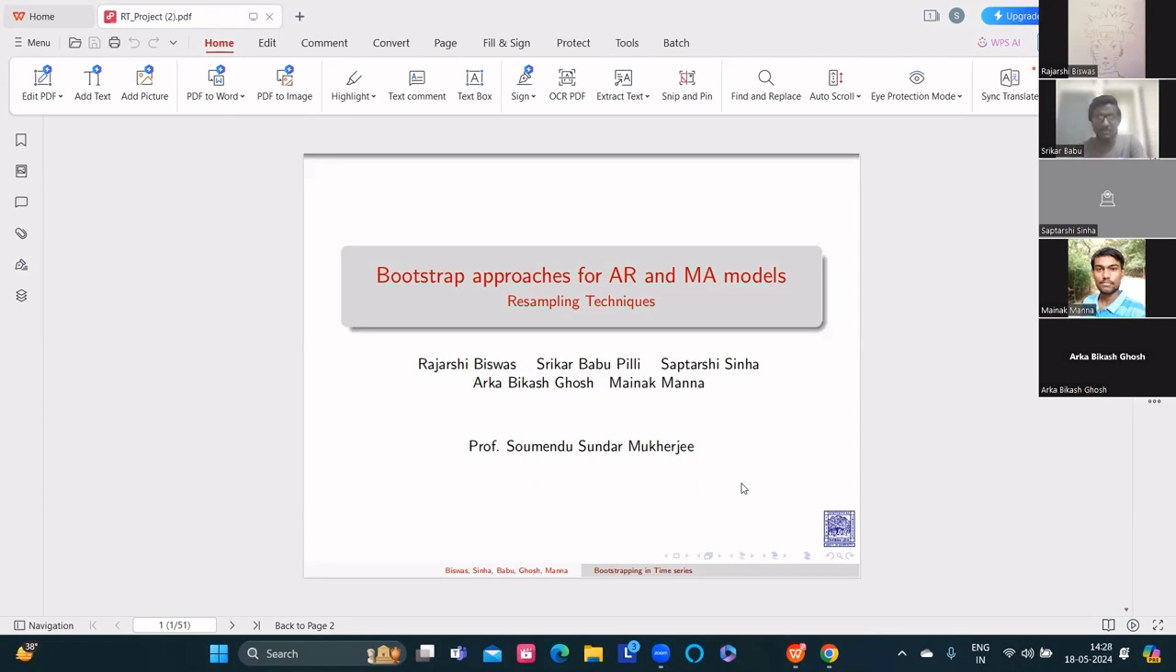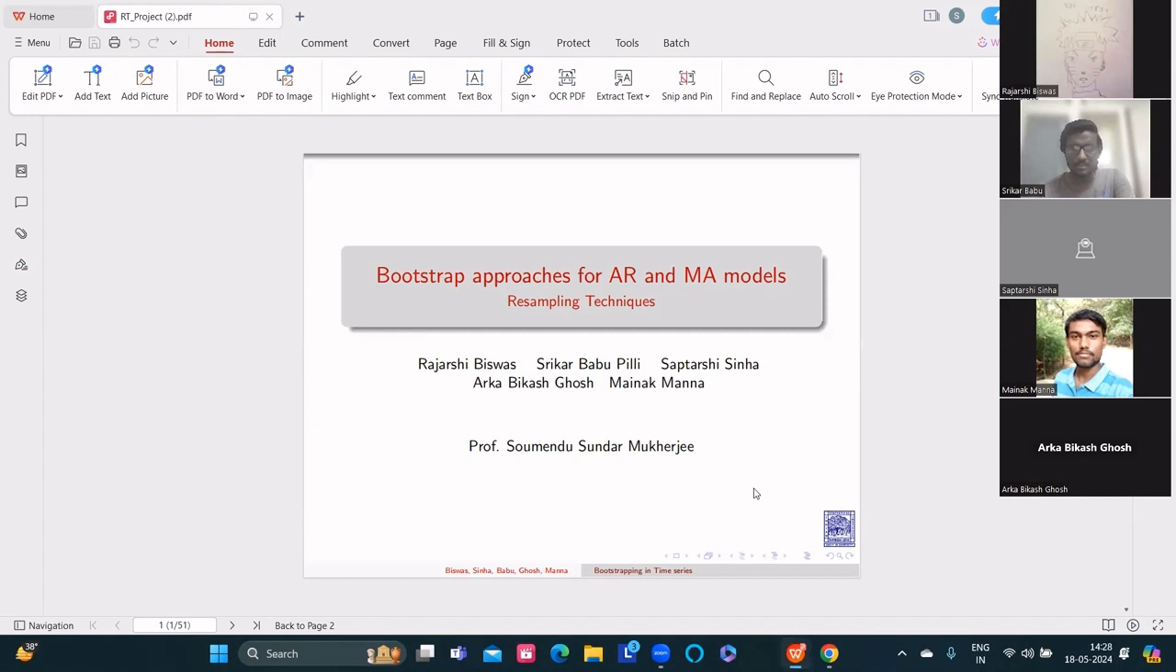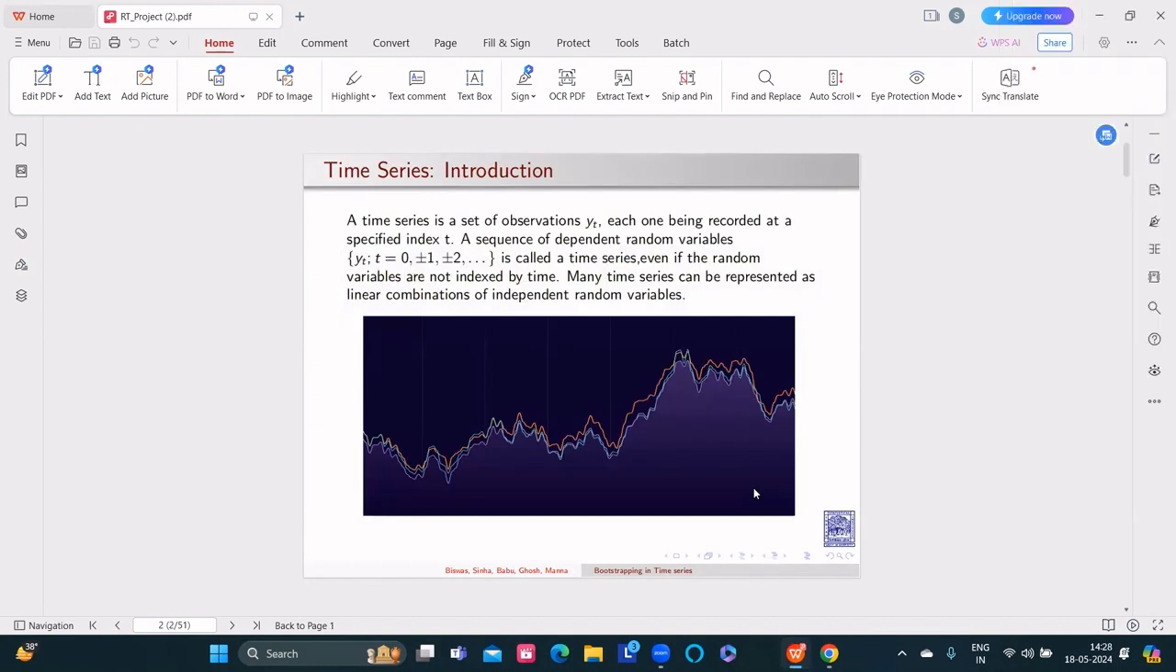I am going to introduce Bootstrap approaches for AR model. So first of all, let's define time series. Time series is a set of observations YT, each being recorded at a specific index T. A sequence of dependent random variables is called time series, even if the random variables are not indexed by time. This definition also includes indexing by any ordered dimension, not just time.